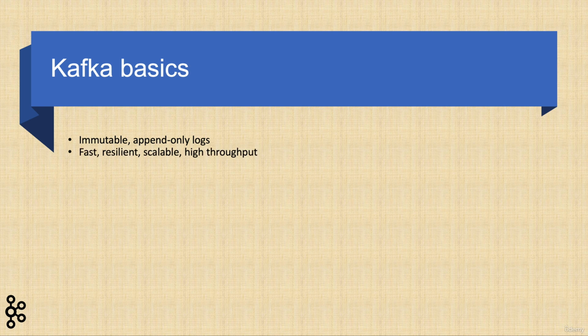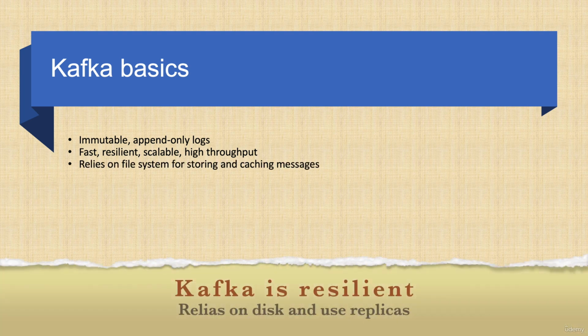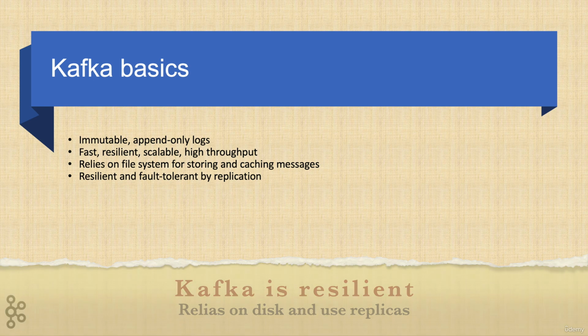Kafka is fast, resilient, scalable, and works with high throughput. It is resilient as it relies on the file system instead of memory, and it keeps all messages on disk. And by doing that, it also keeps a configurable number of replicas to prevent data loss in case of a failure.